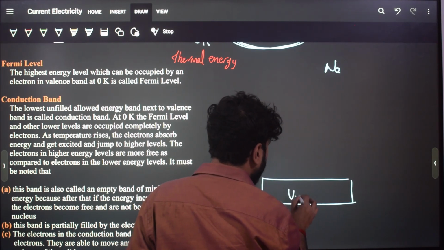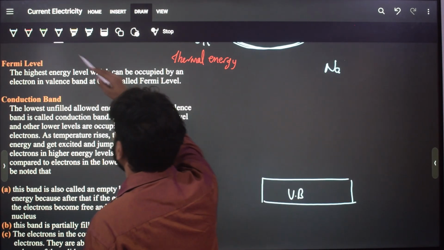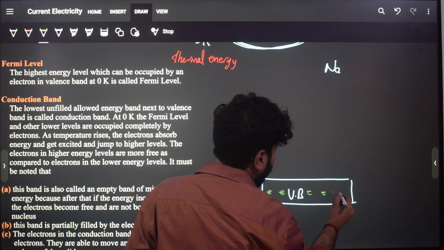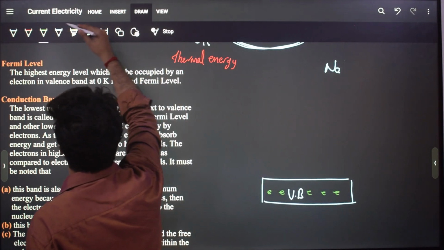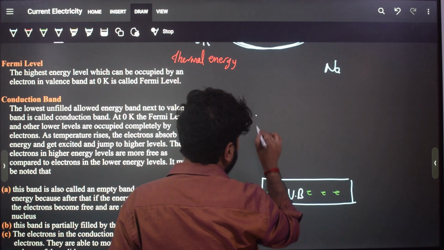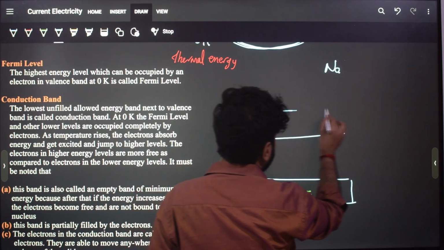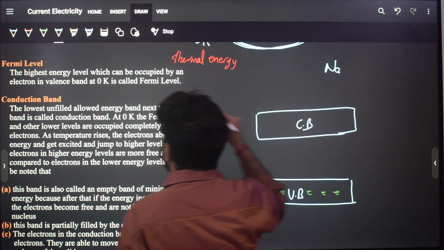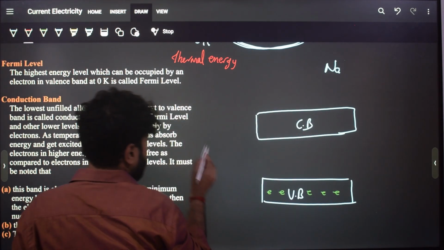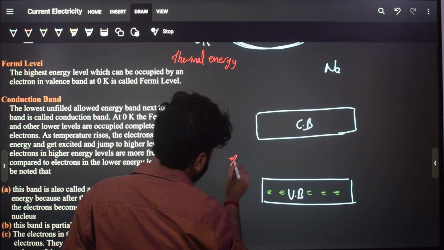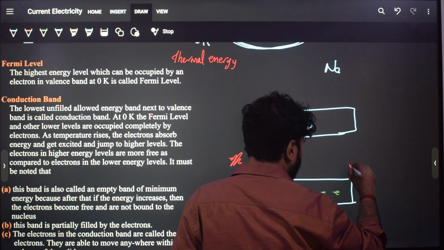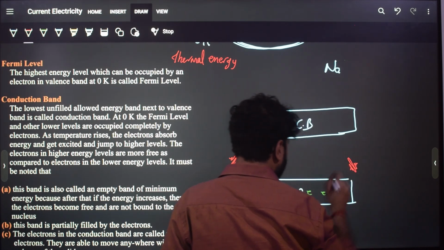This is your valence band, and there will be electrons here. You can say it is valence electron also, and there will be a higher energy level or higher energy band. This will be your conduction band. So if the temperature is suitable enough, or the energy of the photon is suitable enough, it can do what?